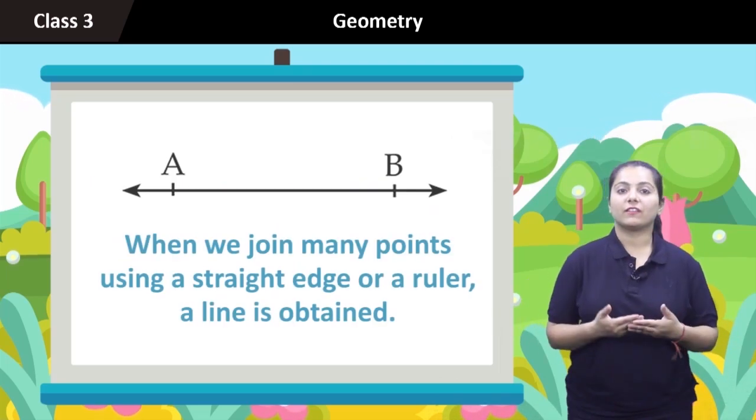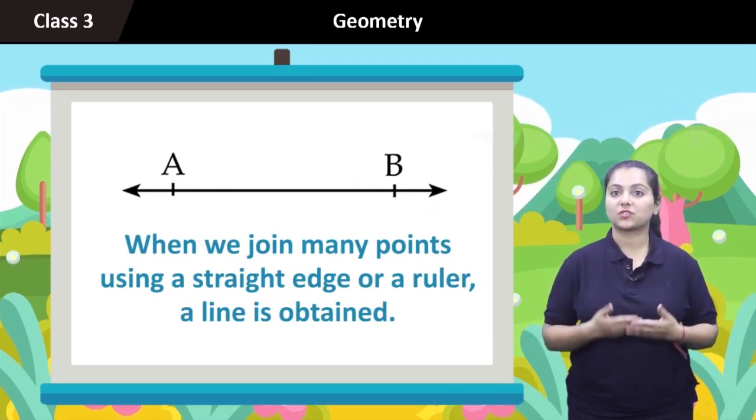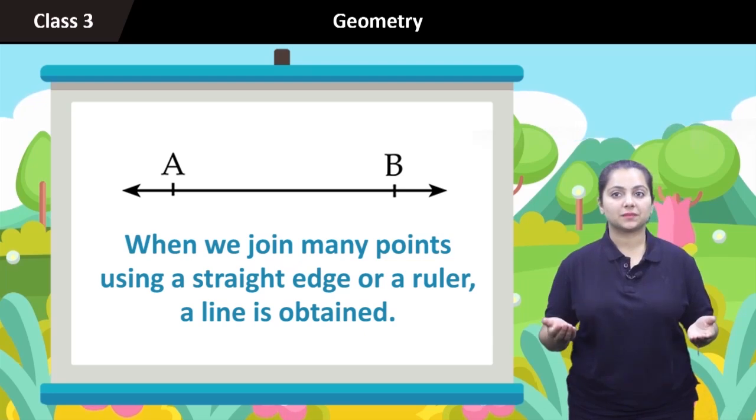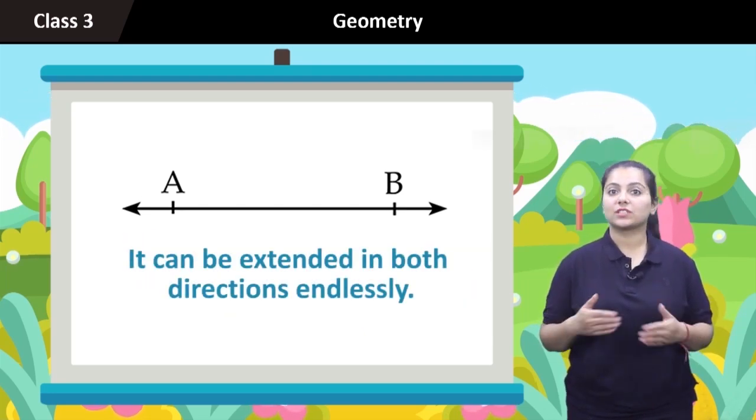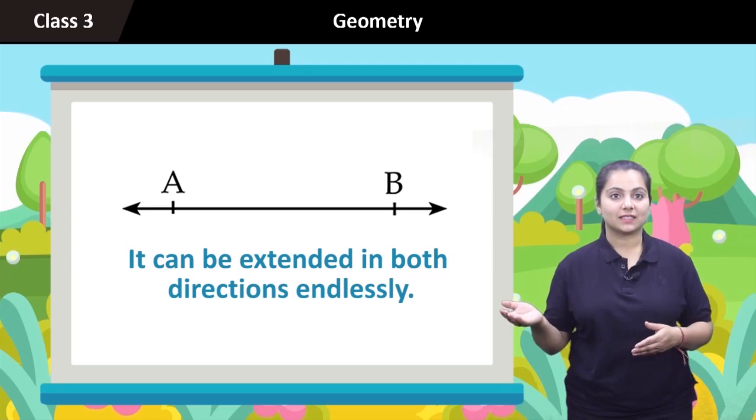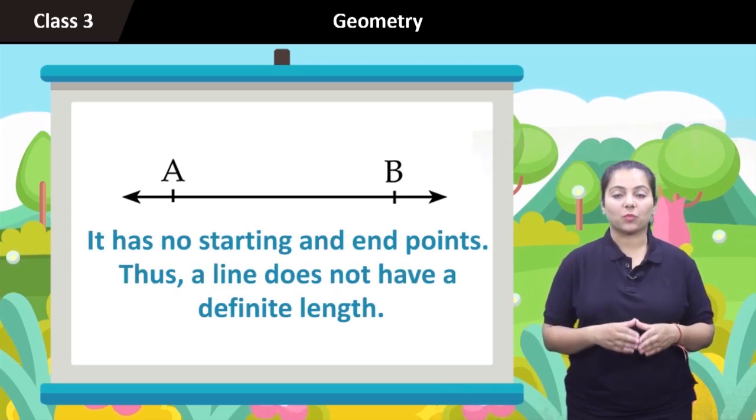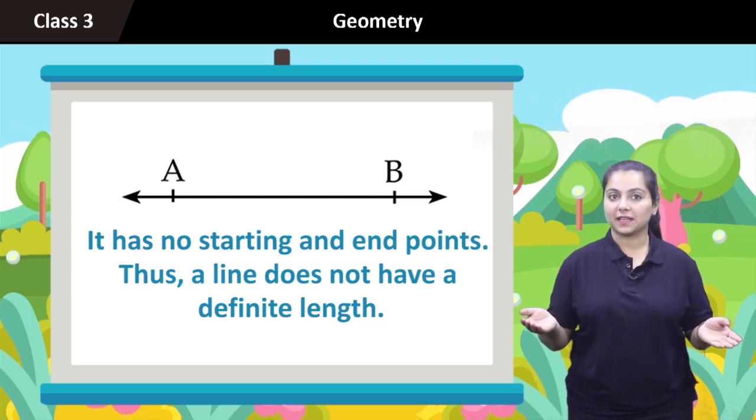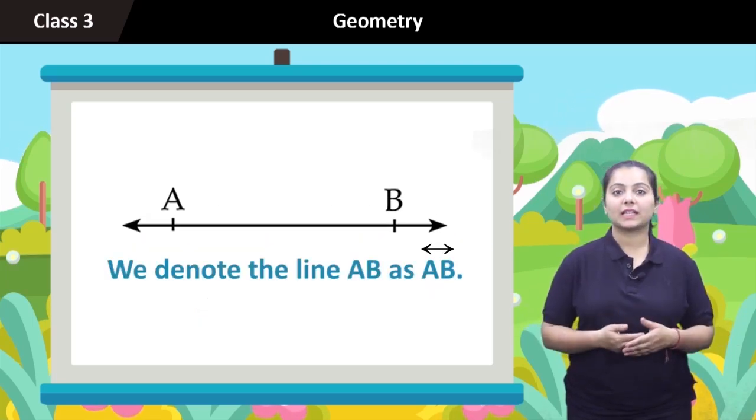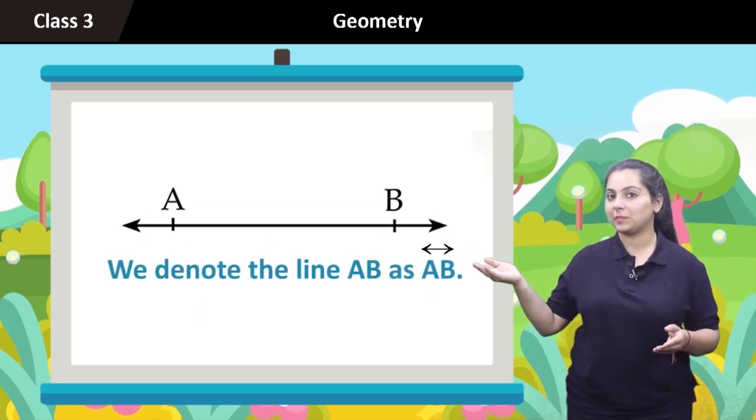Line. When we join many points using a straight edge or a ruler, a line is obtained. It can be extended in both directions endlessly. It has no starting and end points. Thus, a line does not have a definite length. We denote the line AB as AB.